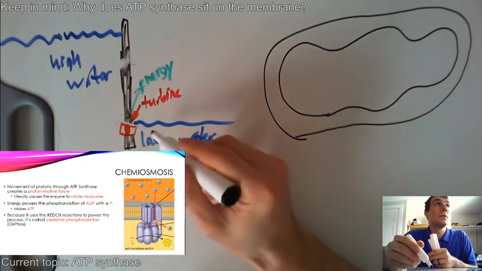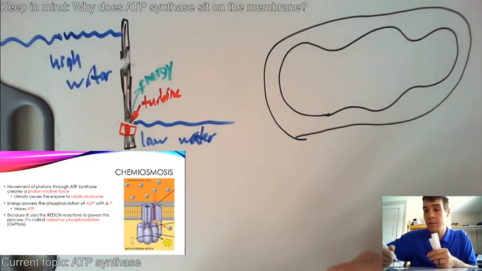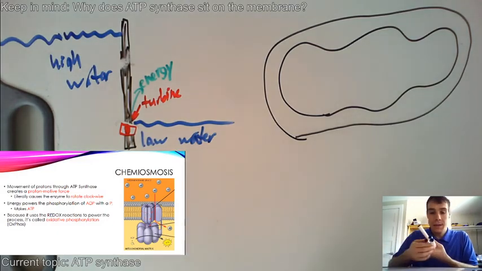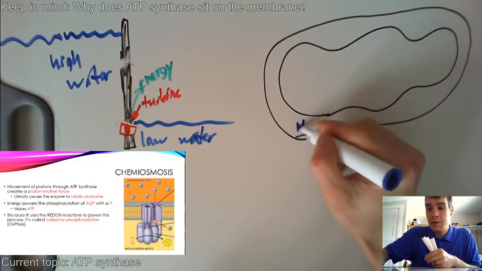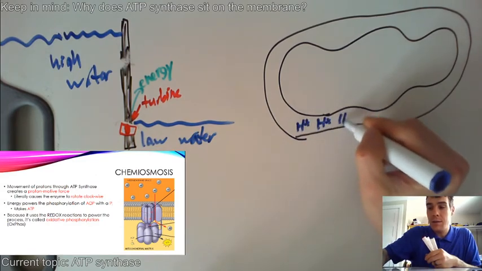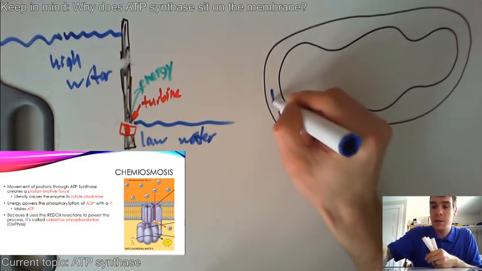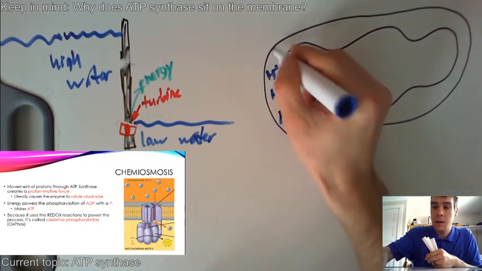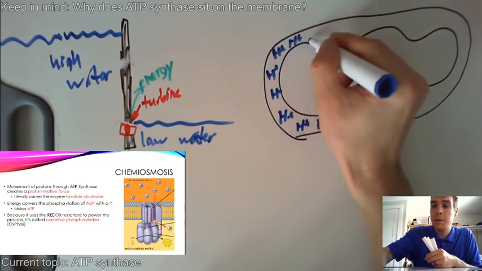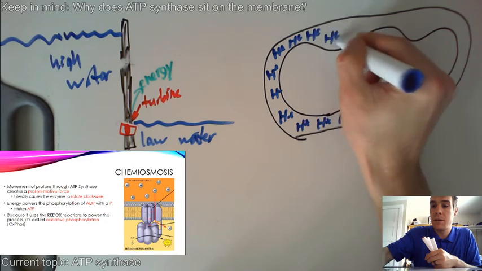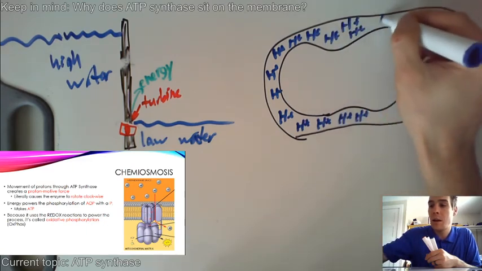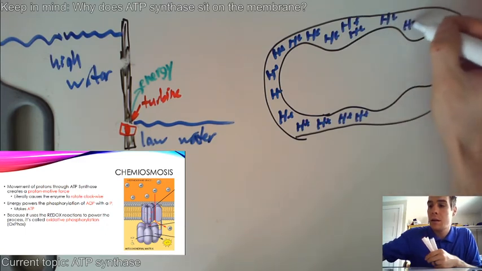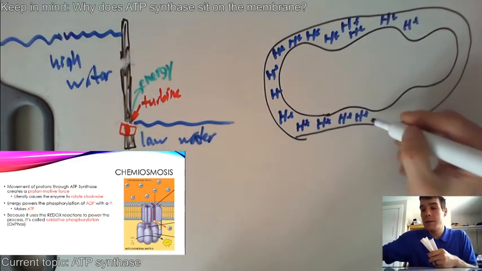These are like the walls over here because things can't go through them. And the high water is actually a high concentration of H+. And that H+ is all throughout this intermembrane space. So it's in the intermembrane space. There's lots and lots of it.